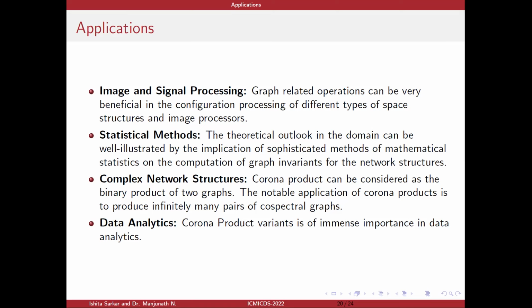So it helps us in producing infinitely many pairs of co-spectral graphs, that is, the graphs sharing similar spectral properties. Also, corona product variants are of immense importance in data analytics, because there we have huge chunks of raw data which we need to analyze in a certain time to arrive at a certain decision. So corona product variants can be of immense importance in that domain also.